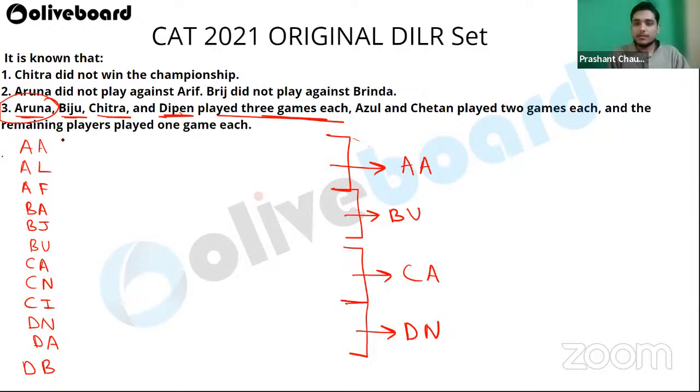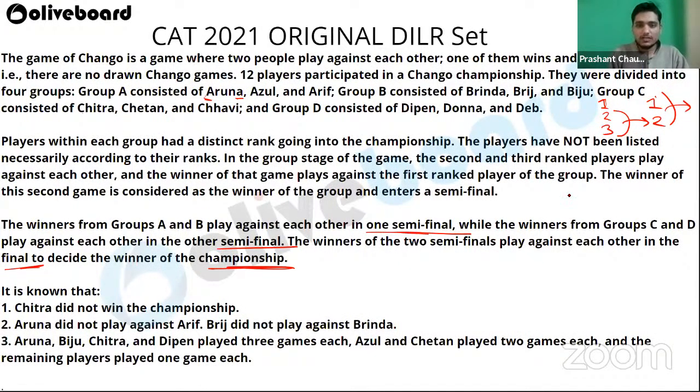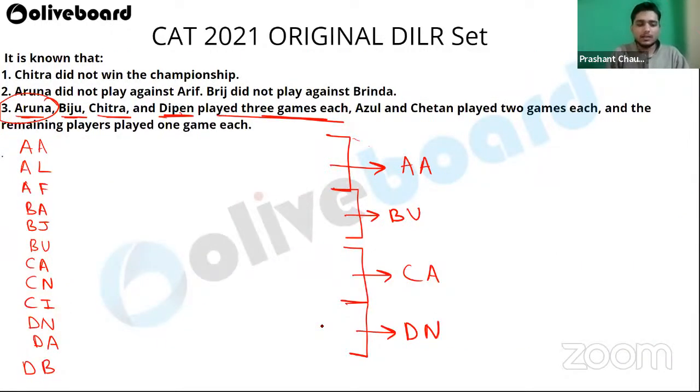Now, what is being given? It is given that Chitra did not win the championship. Also, somewhere it was given the final to decide the championship. Aruna did not play, played one game each. I think we have missed some of the information while copying the question.